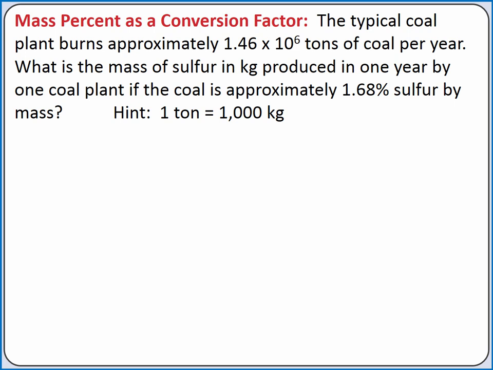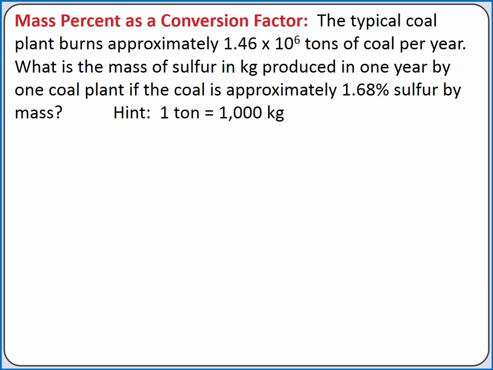Our practice problem reads, the typical coal plant burns approximately 1.46 times 10 to the 6 tons of coal per year. What is the mass of sulfur in kilograms produced in 1 year by one coal plant if the coal is approximately 1.68% sulfur by mass?